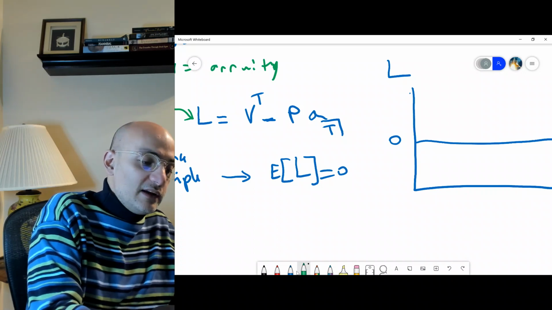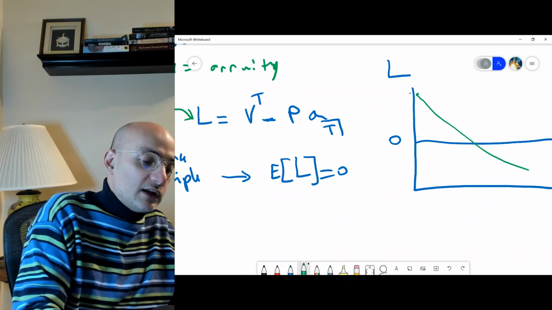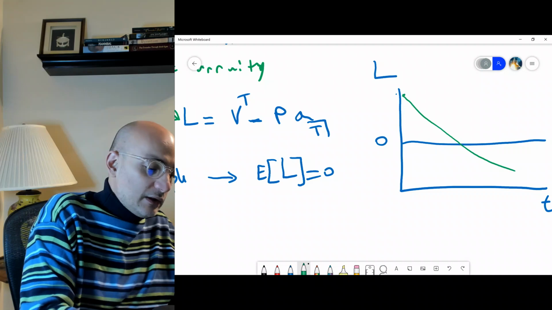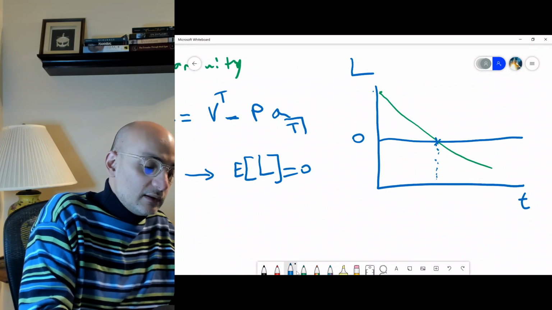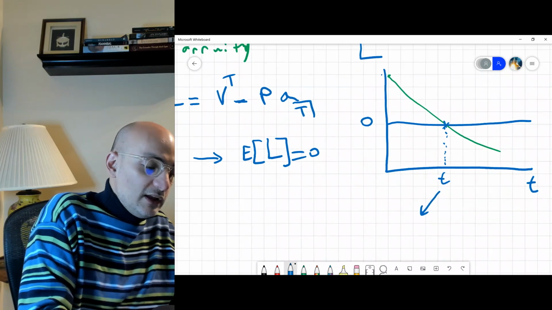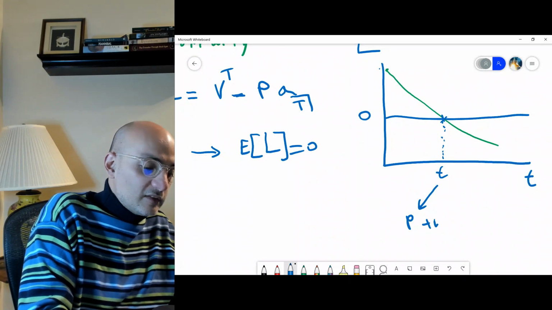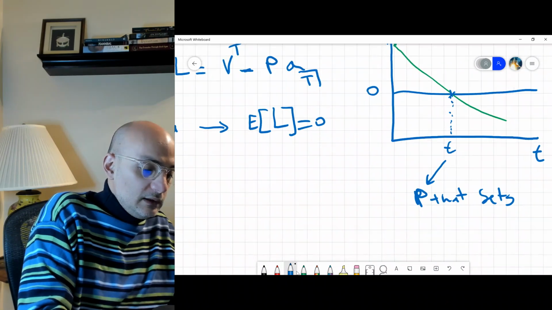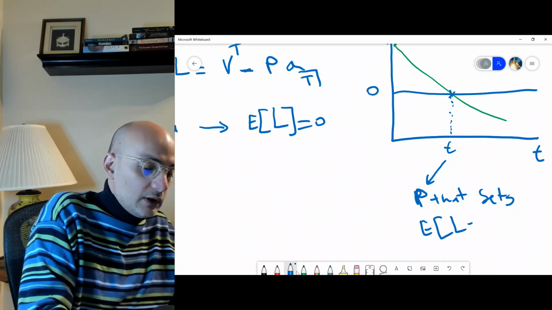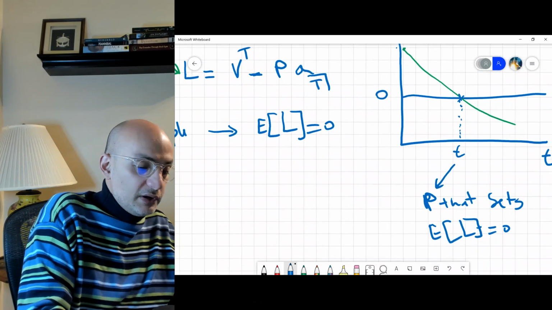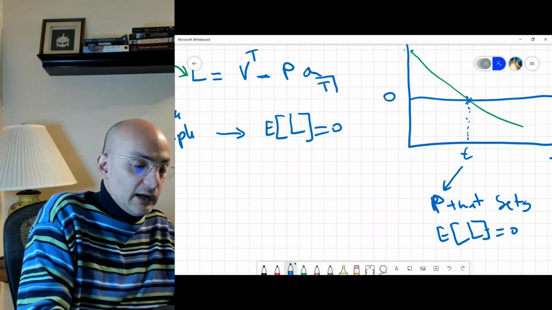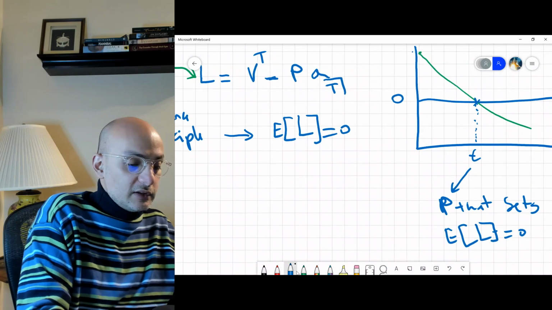So if somebody dies quickly, the loss will be greater than 0, but it declines, right? So we need the equivalence principle to look at this point and see what the T is. From here we calculate P, the premium that sets the expected value of L equal to 0. So we need to look for the premium that sets the expected value of L to 0, right?